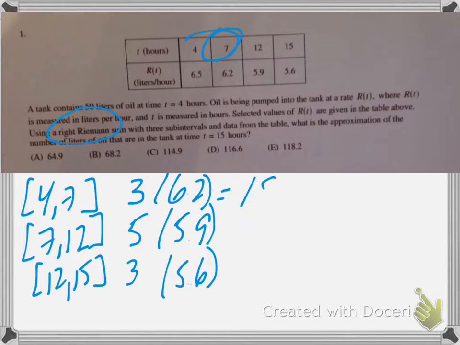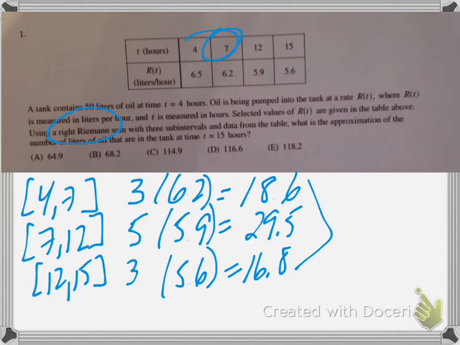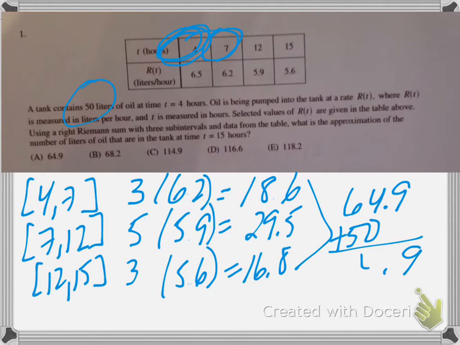Okay, you work out this math and you get this. Okay, and you add those together and you get this. Okay, here's the only thing. So how much is in there at 15? Well, 64.9 plus, don't forget, we didn't start until the 4th hour. How much did we have when t was 4? We had 50, so you have to add 50 to that. 114.9. That was choice C.